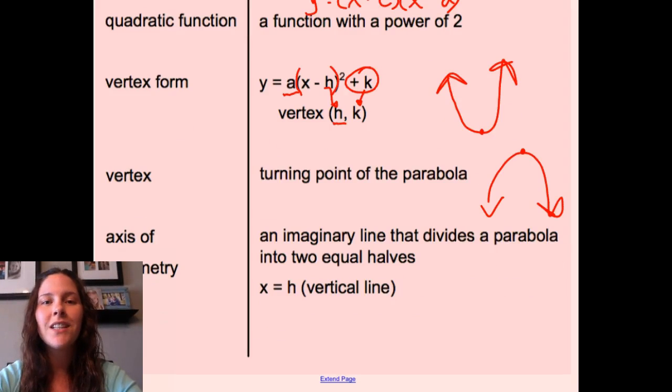And finally, we have what's called the axis of symmetry. That is an imaginary line through the graph. Sometimes I'll draw it for you as a dotted line that goes through the vertex, and it's a line across which the graph could be reflected. It creates a mirror image in the parabola. The equation for the axis of symmetry is x equals h, where h is the x-coordinate of the vertex. And remember, vertical lines have an x equals equation.